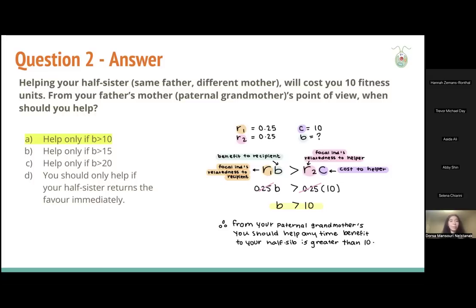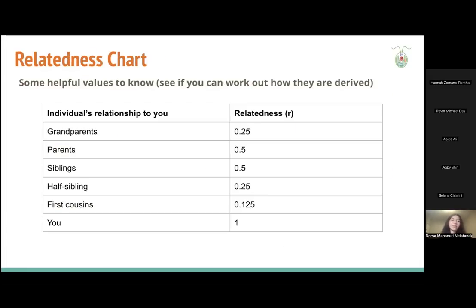So the second that the benefit becomes greater than the cost, you should help. Next. All right, so here is a relatedness chart with some helpful values.